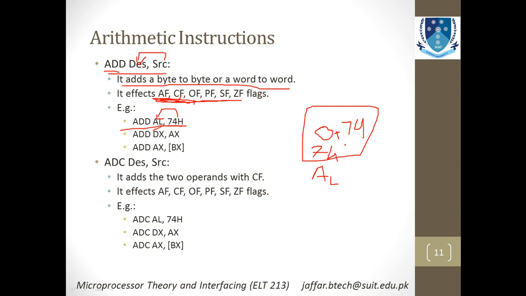Now if you use the same command again, that add AL 74, next time 74 comes in, it will be added into the previous 74. So it will become 128, or sorry, 148. 74 plus 74. So the AL becomes 148H if you use this command twice.